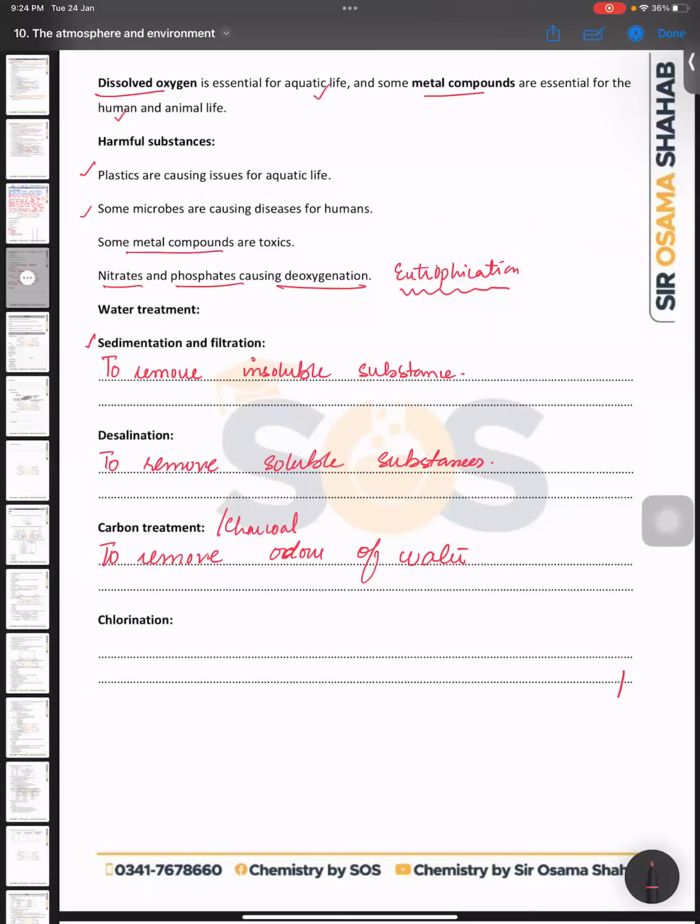Then chlorination is used to kill the germs. It is used to kill the germs present in the water, right. So these are the 4 processes that are continuously used in different industries to purify the water before domestic use, right, everyone?